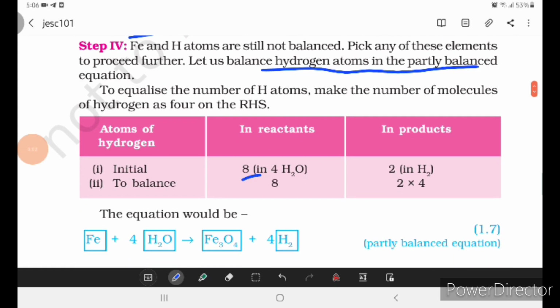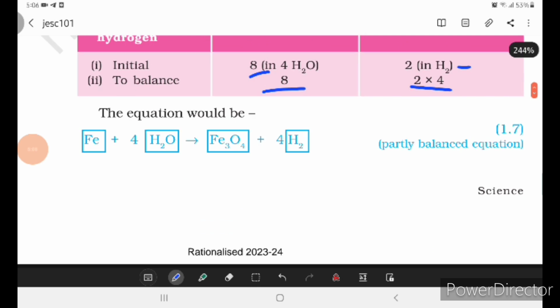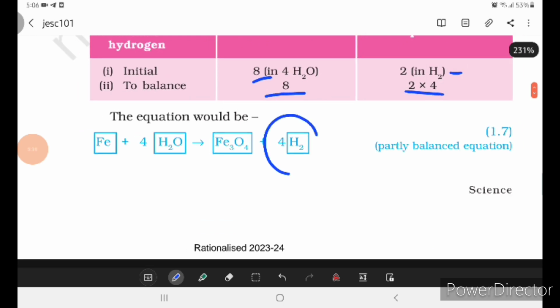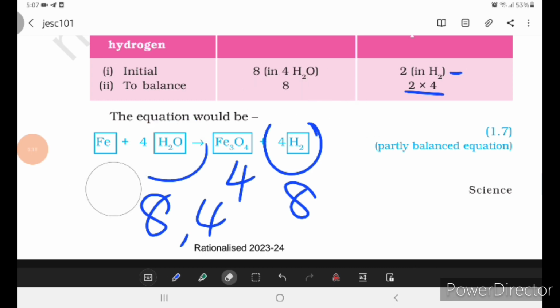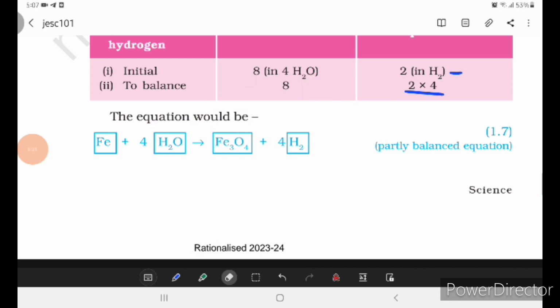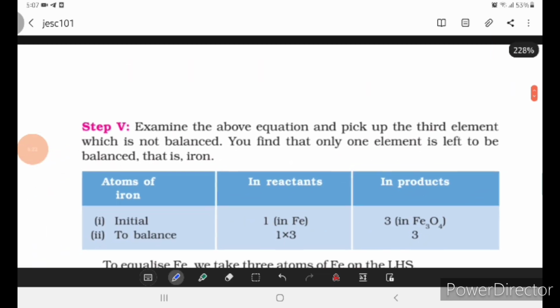Initially there were 8 and in product there were 2. You'll get 8 when you multiply by 4. So 2 times 4 gives rise to 8. So in the product side, multiplying 2 with 4 gives rise to 8, right? So here 8 hydrogens, here 8 hydrogens, and here 4 oxygens, and here also 4 oxygens. Hence we have balanced hydrogen and oxygen in the given equation.